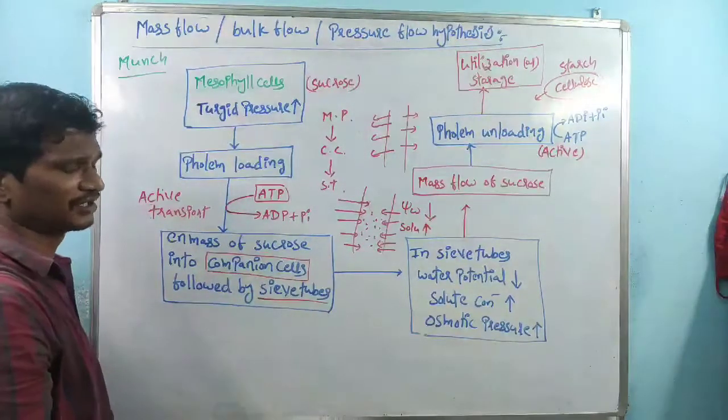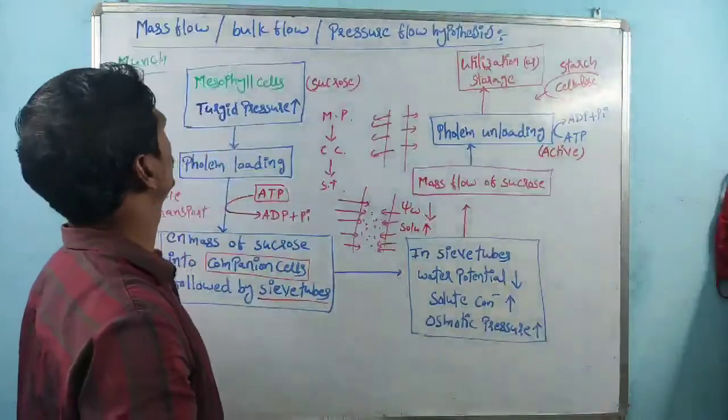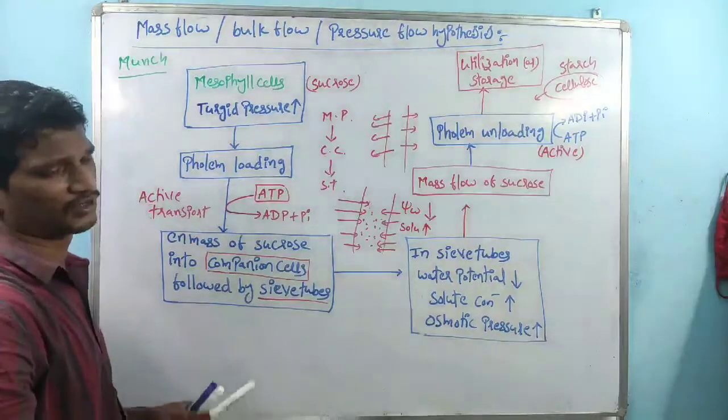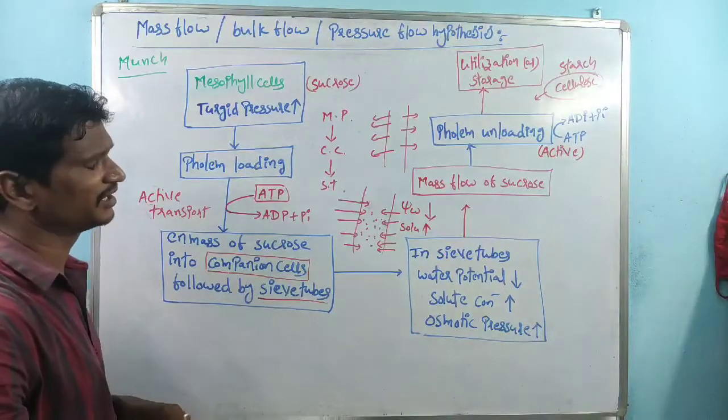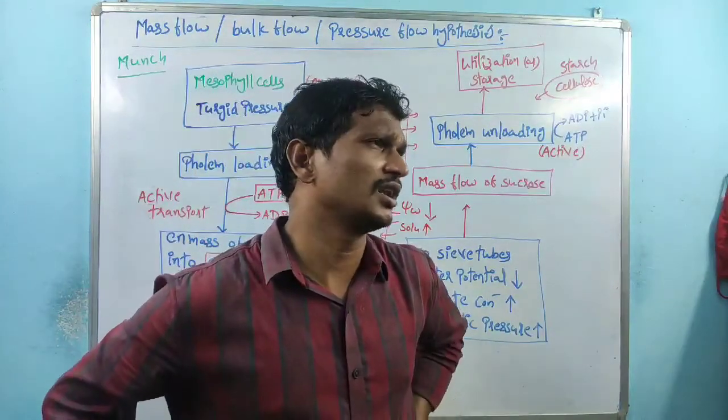The next step is utilization or storage. That is about the mass flow, or bulk flow, or pressure flow hypothesis proposed by Munch.